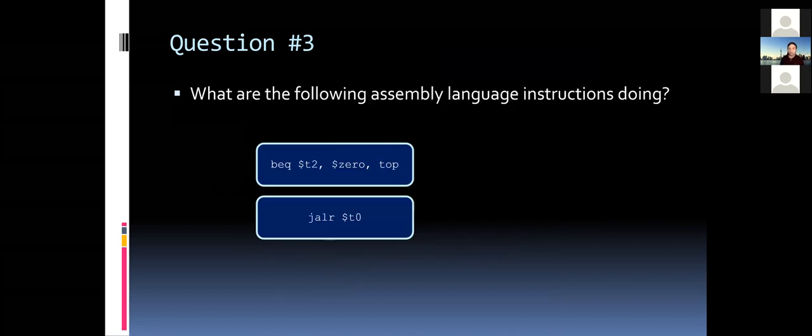Okay, let's try something similar to our first question, but with slightly more complicated instructions. So what is the first instruction doing here? Remember, this is just the meaning, right? Okay, I guess Sam posted a good link to the assembly reference. Thanks, Sam. Yeah, so I think Krotik has the right response. We have a branch equal here, right? So essentially what it does is jump to the line labeled top if register T2 is equal to zero, right? And zero is represented by a special register, the zero register.